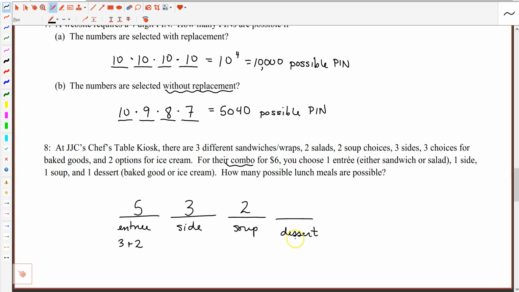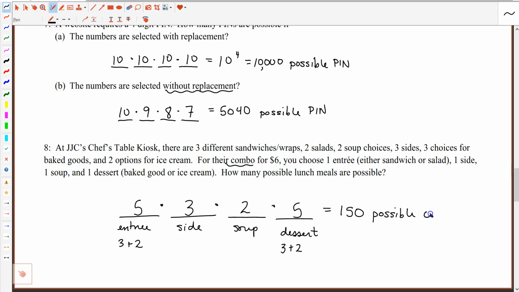And then finally for dessert. Now our dessert, you can either choose a baked good or ice cream. So we have 3 choices for baked goods and then 2 choices for ice cream. So overall in our dessert choices, you're going to have 5 dessert choices. 3 for the baked goods and then 2 for the ice cream. So then we want to multiply 5 times 3 times 2 times 5. That would give us 150 possible combos for their lunch options.